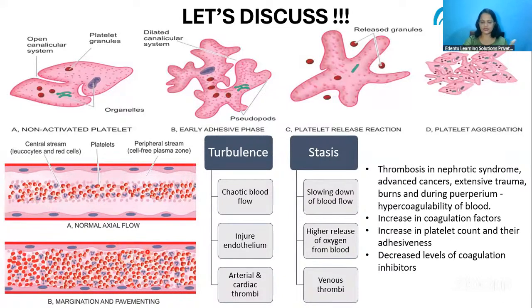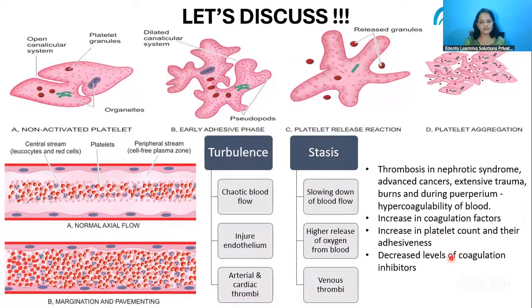So again, endothelial injury, the subendothelial connective tissue getting exposed, platelet aggregation, all the factors that we already discussed can happen again in the turbulent state, and it can result in arterial and cardiac thrombi. In case of stasis, there will be slowing down of blood, which will deplete the oxygen from the blood, so that can result in venous thrombi. Injury to the endothelial cells is not usually seen in stasis, but still it can contribute to the formation of venous thrombi. The next is hypercoagulability of blood.